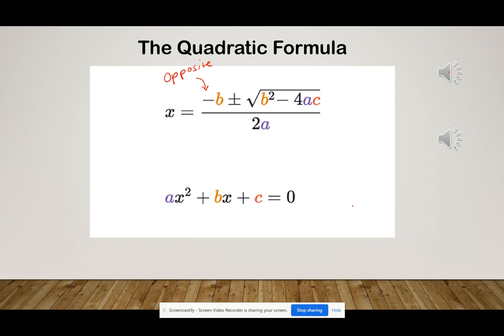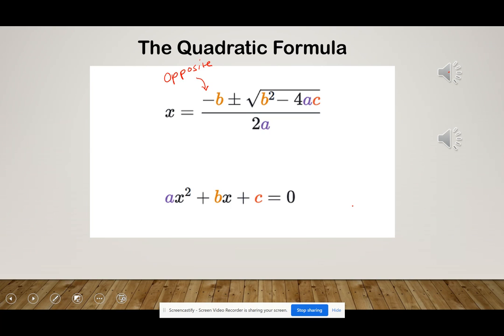Negative b plus or minus the square root of b squared minus 4ac all over 2a. Now you know the quadratic formula.